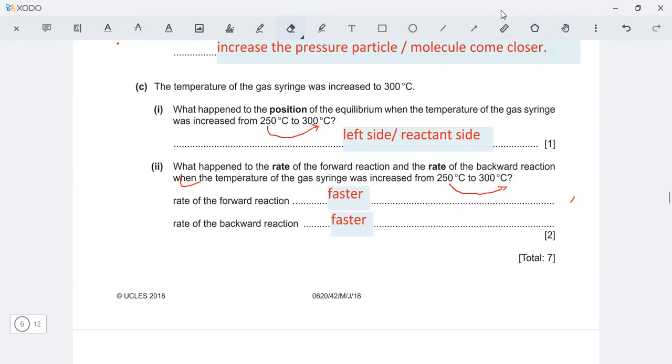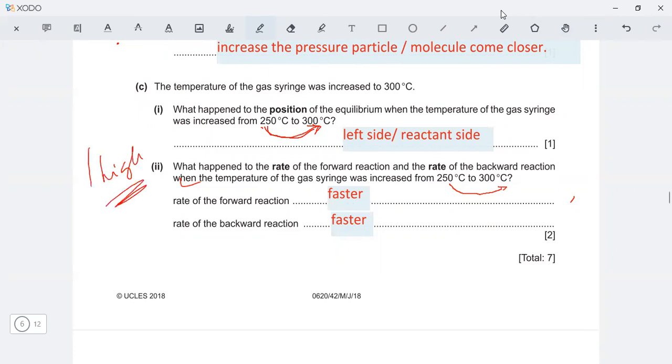Okay, the temperature of the gas syringe was increased to 300 degrees centigrade. What happened to the position of equilibrium when the temperature of the gas syringe was increased from 250 to 300 degrees Celsius? Now they are giving the condition for high temperature. Why? Because 250 to 300 degrees centigrade means the temperature increases. The condition of temperature is high. Okay, increase means high.